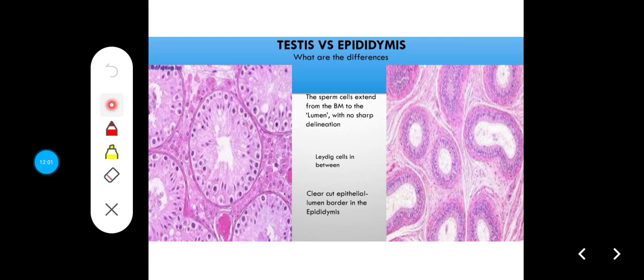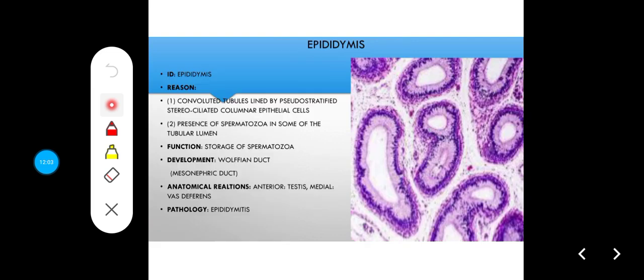So that's it for the testis. So the epididymis, we've already explained it, but let's throw more light on it. ID is epididymis. Reasons for identification: convoluted tubules lined by pseudostratified stereociliated columnar epithelial cells. So I encourage you to review our earlier video on epithelium, to enable you understand how a pseudostratified epithelium looks like.